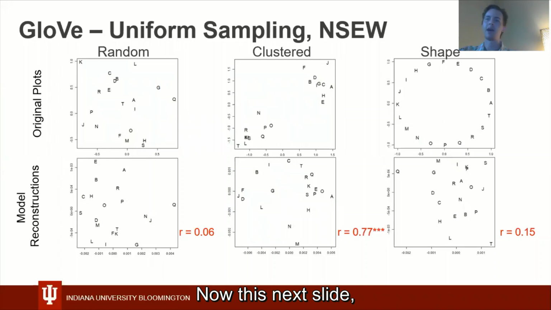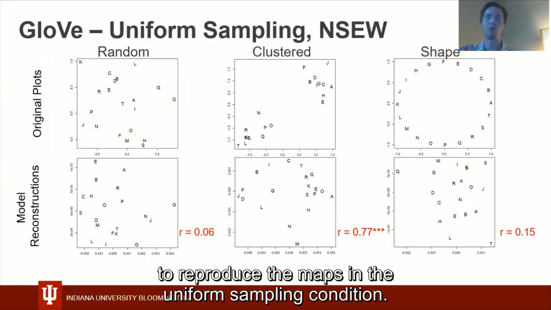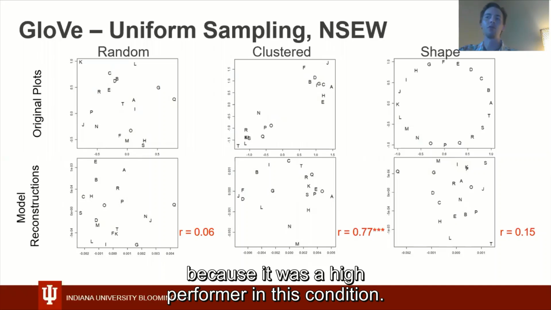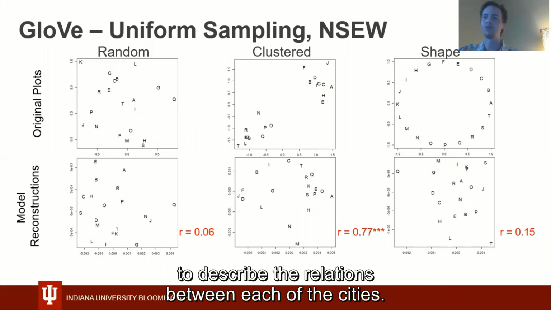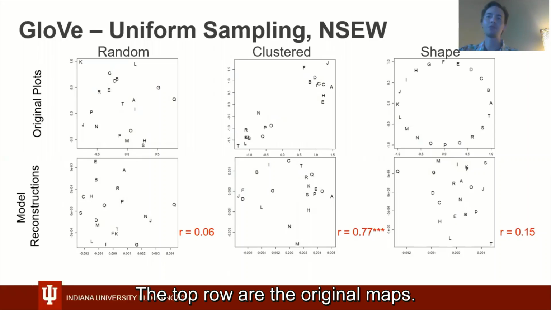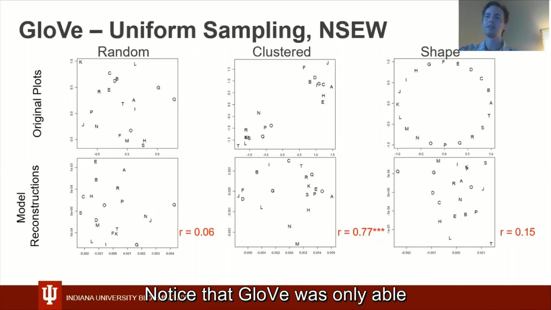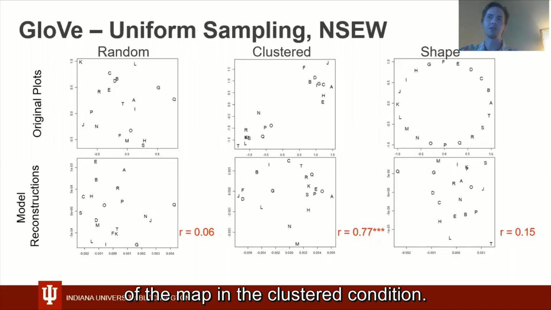Now, in this next slide, I present a visual demonstration of the capacity of GloVe to reproduce the maps in the uniform sampling condition. We chose GloVe here as an example because it was a high performer in this condition. Here we used the north, south, east, west relations to describe the relations between each of the cities. The top row are the original maps, the bottom row are the GloVe reproductions. I've listed the R coefficients in red with their statistical significance for each of the reproductions. Notice that GloVe was only able to produce a statistically significant reproduction of the map in the clustered condition.